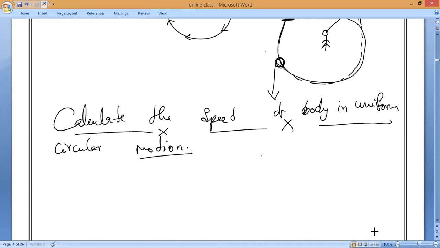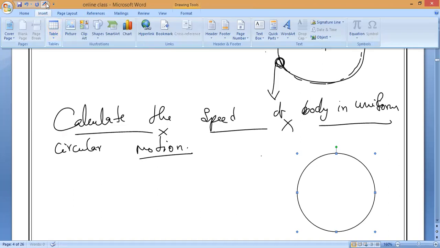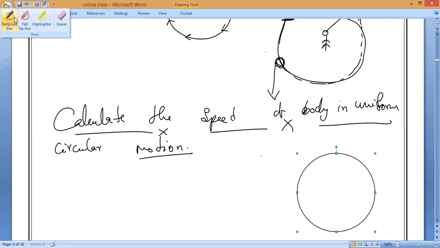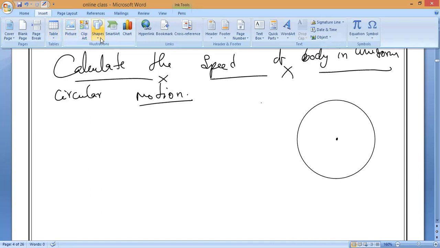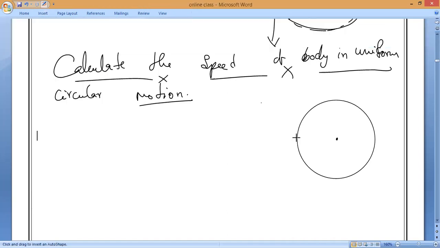If we take this as the circle, then every circle will have a center. What is that center called? In mathematics, we represent the center with C. Yes, C, center. Now, if we connect this corner to that corner through the center, it is called the diameter. Yes or no? Now, half of the diameter, what do we call it?